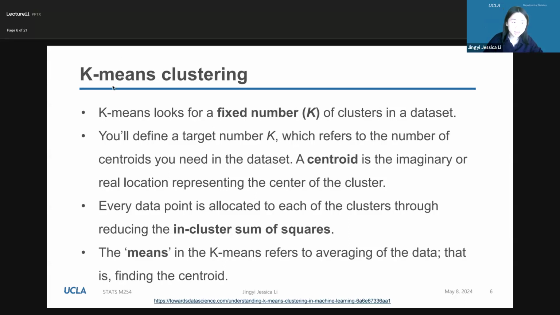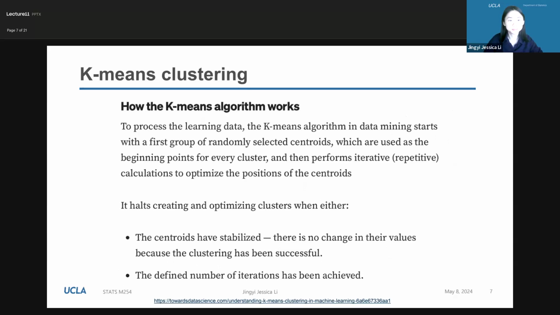And in the name, K is the number of clusters. Means, the plural, refers to averaging the data. So for every cluster, you have one mean, and that mean is the centroid. And you have K means, so that's why you have the plural. That is finding the centroid. So you want to find the centroid of your cluster as the mean.